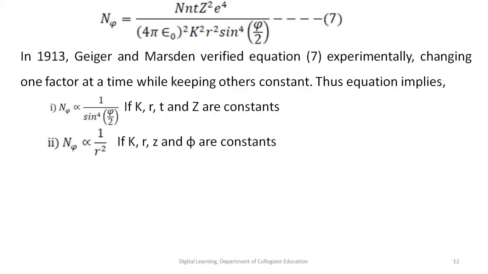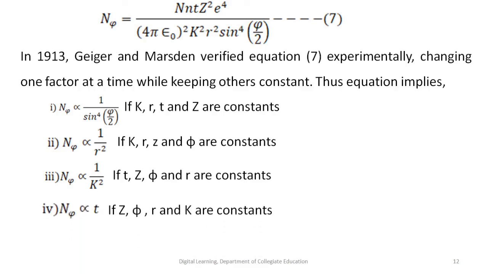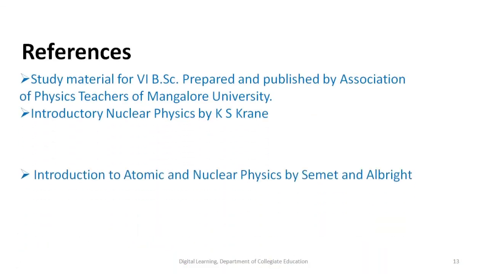Z and phi are constant, and N phi is inversely proportional to square of the kinetic energy if t, Z, phi and r are constants, and N phi is directly proportional to t if Z, phi, r and K are constant, and N phi is directly proportional to square of the atomic number if phi, r, K and t are constant. This equation 7 is Rutherford scattering formula. The references for this session are listed. Thank you.